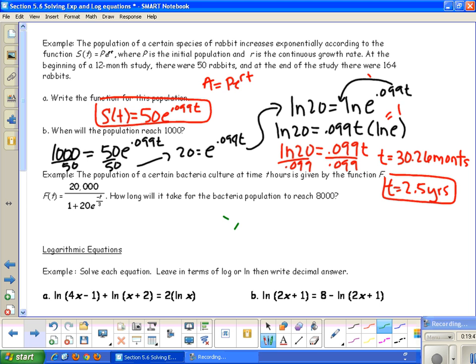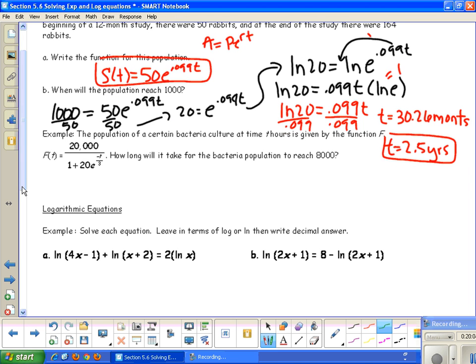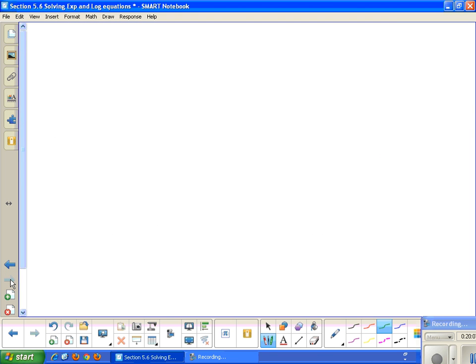So for the next equation, it says the population of a certain bacteria culture at time t hours is given by the function f. So how long will it take for the bacteria population to reach 8,000? That means that I'm plugging 8,000 into my equation. I'm actually going to do this on another piece of paper because that's going to take too much room for me to write. So we have 8,000 equals 20,000 divided by 1 plus 20e to the negative t over 3 power.